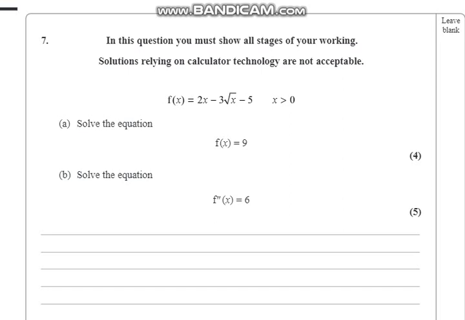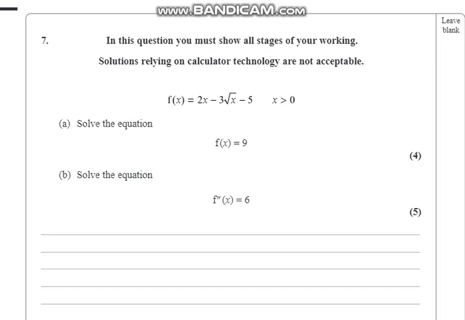Today we are going through the 7th question of the International Advanced Level Pure Mathematics P1 of Jan 2021. So let's get started. They have clearly stated that in this question you must show all stages of your working. Solutions relying on calculator technology are not acceptable.